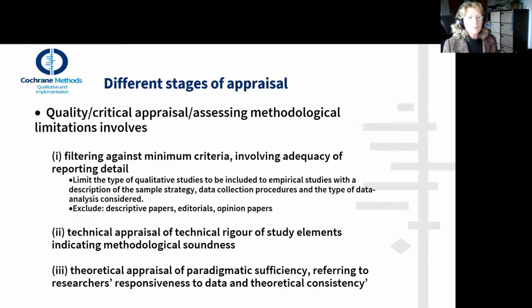The second opportunity to undertake an assessment of methodological limitations is the technical appraisal of technical rigor of study elements indicating methodological soundness. I'll show you what that's all about in a minute. And then the third element, which is probably the least well represented in the whole process, is the theoretical appraisal of paradigmatic sufficiency, which refers to the researcher's responsiveness to the data and theoretical consistency, and also the choice of methodology that the researchers have chosen in the primary studies. And for this, you do need an understanding of primary qualitative research.